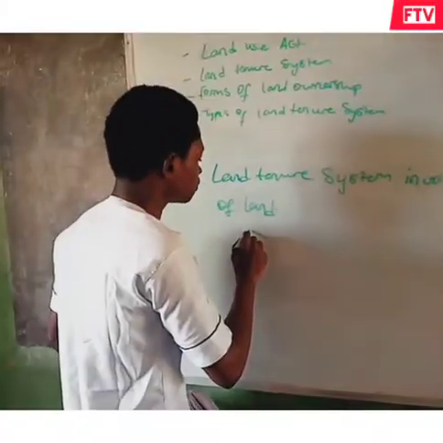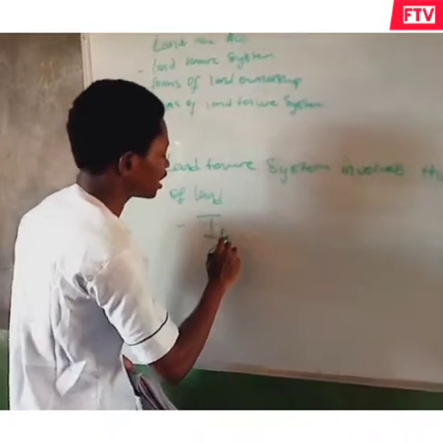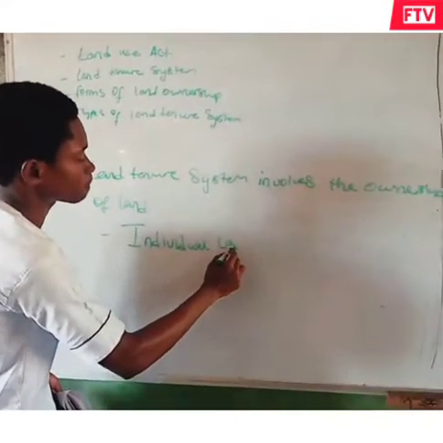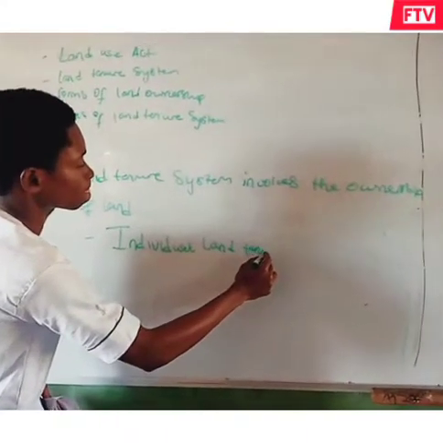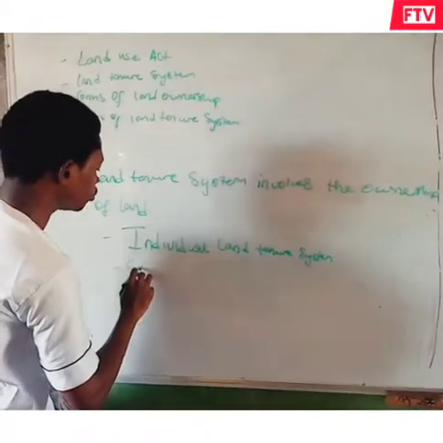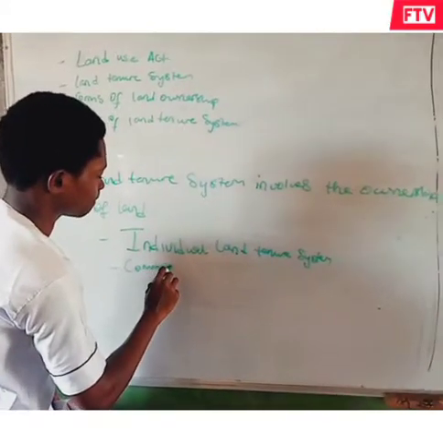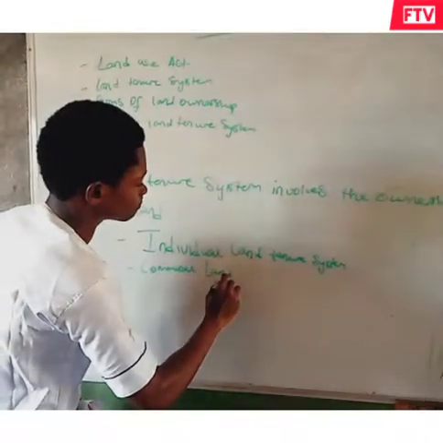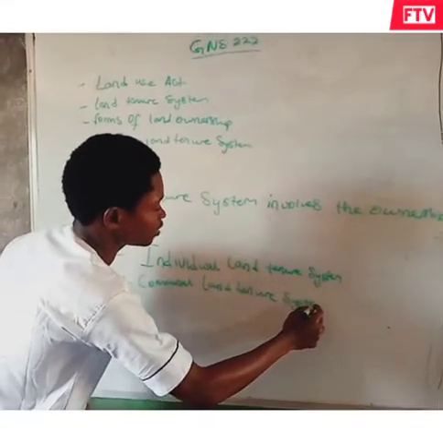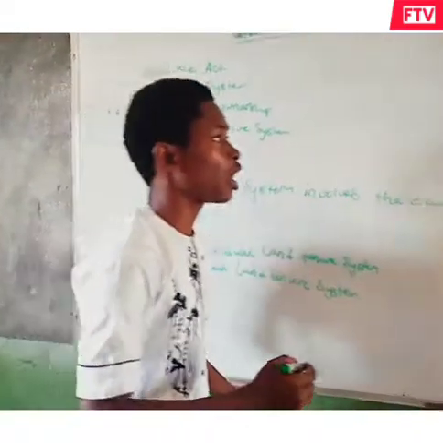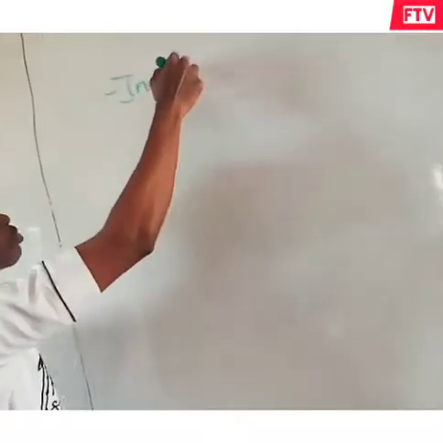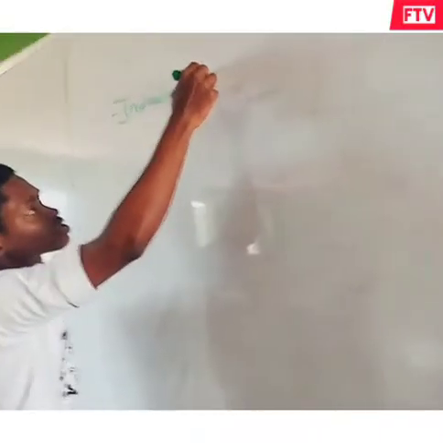We have the individual land tenure system. And we have the communal land tenure system. Now let's take the first one, the individual land tenure system. We are talking about the word individual. It means what? Single person, just single.